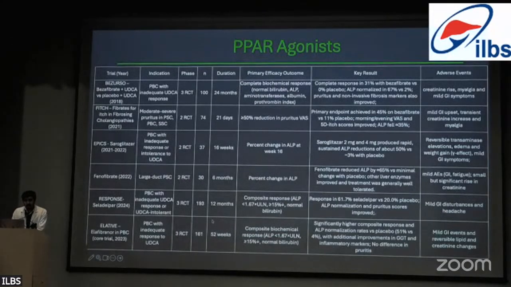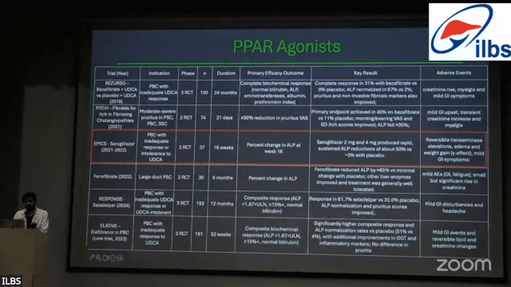The next class of drugs for us is the PPAR agonists, and these include bezafibrate, fenofibrate, seladelpar, saroglitazar, and elafibranor. The first drug was actually bezafibrate, which showed that there was a 31% response as compared to no response in the placebo arm in patients of PBC.